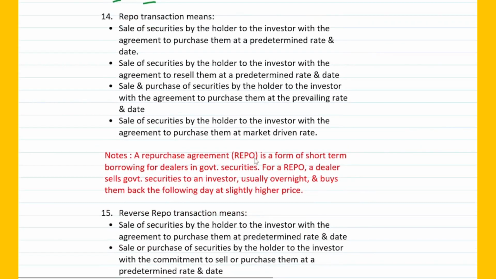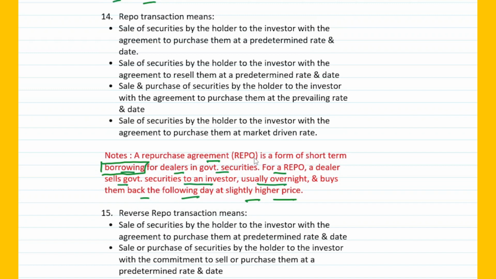The next question is: repo transaction means. Okay, let's understand what is repo transaction. Repo word stands for repurchase. So the definition of repo transaction is, a repurchase agreement is a form of short-term borrowing. Please remember the key word here is borrowing. It's basically a short-term borrowing for dealers in government securities. For repo, a dealer sells government securities to an investor, usually overnight, and buys them back the following day at a slightly higher price. So that's the definition of repo transactions.